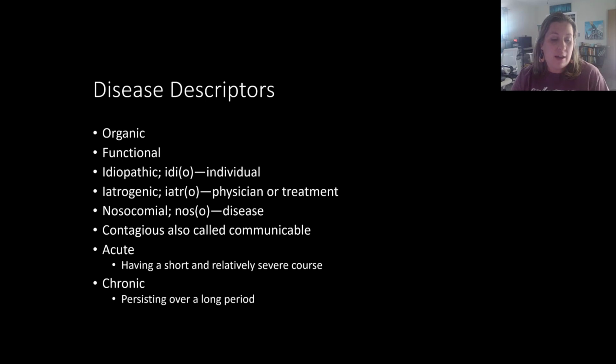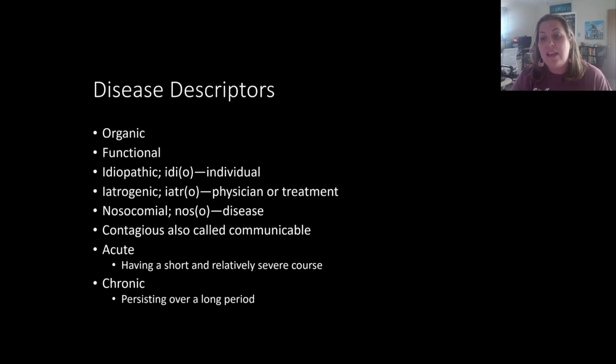The next one is iatrogenic. Iatro is the first part here, which means physician or treatment. An iatrogenic disease or issue, a descriptor, is an unfavorable response to a treatment. So it's an unintended side effect of the treatment that we gave the patient. Giving them that particular treatment caused them to have a bigger issue on hand.